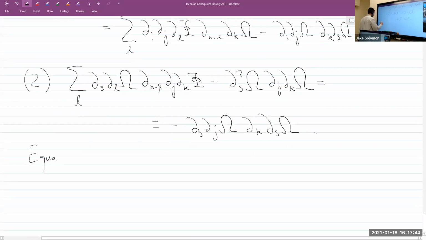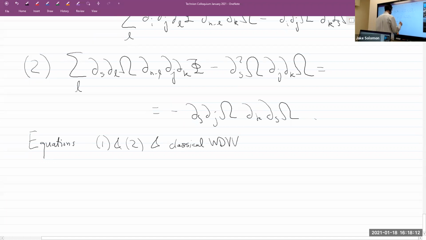Furthermore, equations 1 and 2, and the closed WDVV equation, the one we saw before, which was discovered by Witten and Dijkgraaf, Verlinde and Verlinde, and the classical WDVV, and some additional small properties determine N, D, and R uniquely by recursion if you know the number of lines through 2 points.